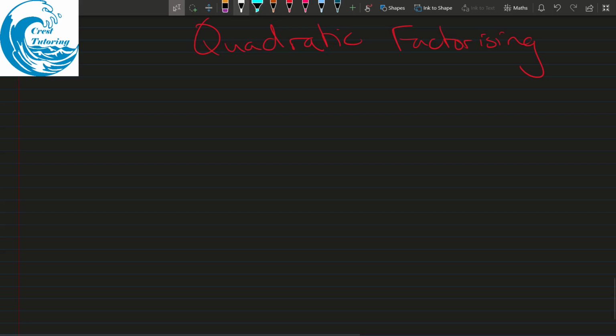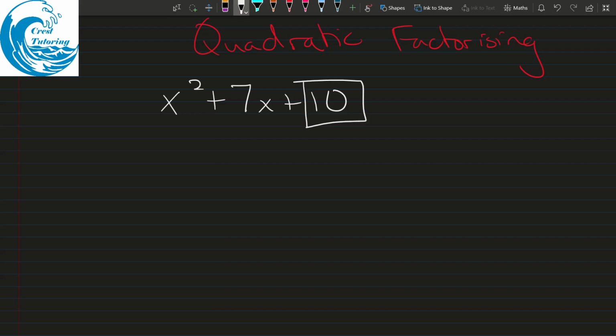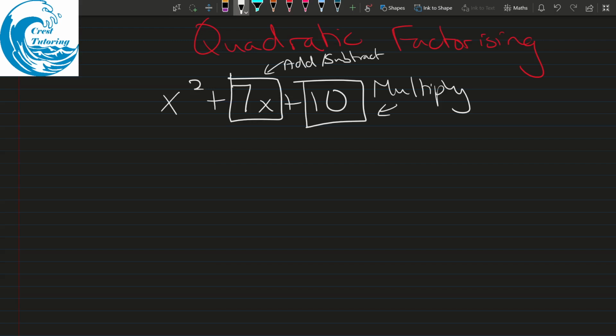Okay, so we'll say I gave you a question that was x squared plus 7x plus 10. What we want to do is we want to multiply two numbers together to get that, and we want to add or subtract two numbers to get the 7x. So what you do is you write out your factors for 10. So they're going to be 10 times 1 and 5 times 2.